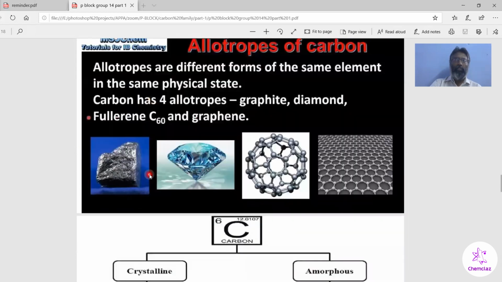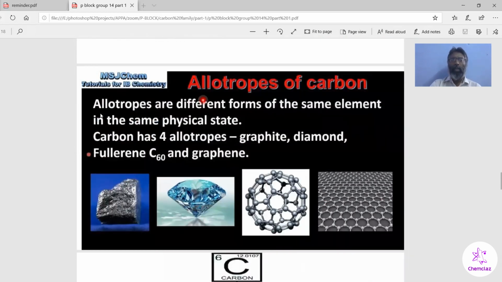The next one is allotropes of carbon. Allotropy means the different forms of the same element in the same physical state. The allotropic forms of carbon are graphite, diamond, fullerene and graphene. Which one is different? The structure is different. Which one is the same? The physical state is the same. So same physical state but different structure: such substances are called allotropes, and the phenomenon is called allotropism.